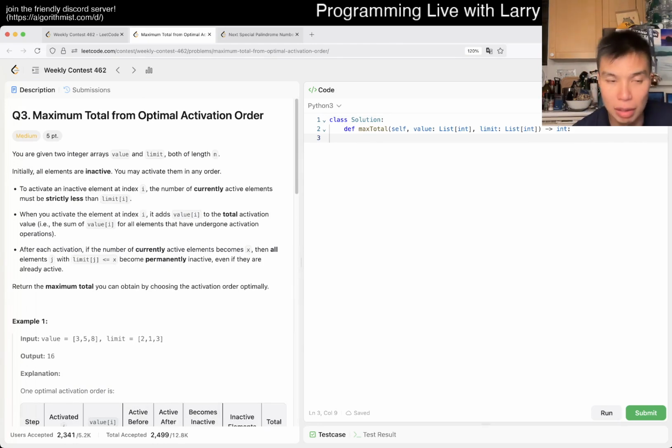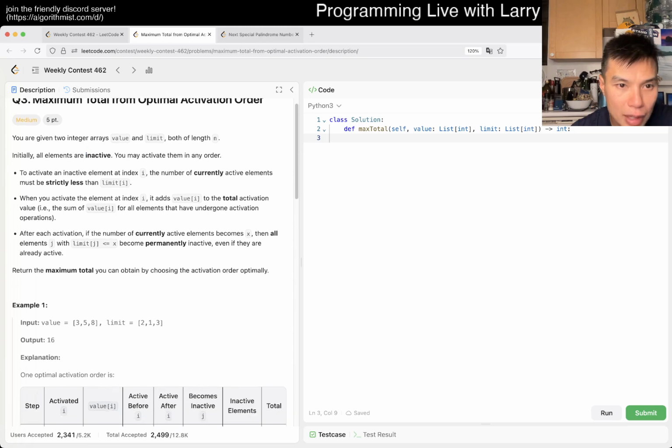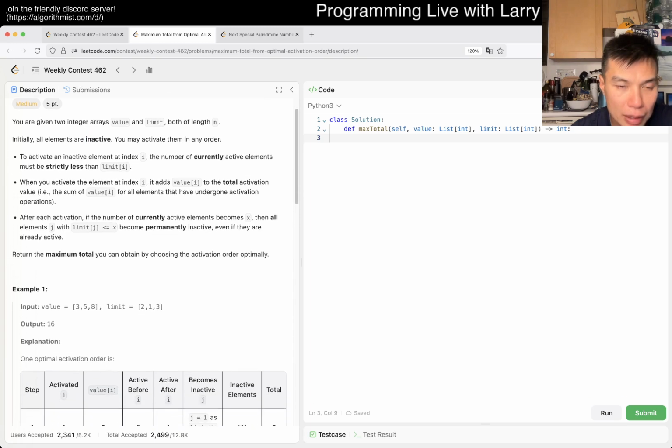All right, Q3. Let's go. I don't know how I feel about that one. Okay, Optimal Activation Order. You have two arrays, value and limit, both length n. All elements are inactive. You activate element i. The number of currently active elements must be strictly less than limit of i. So you have to do this in kind of an order. When you activate i, the total activation value. After each activation, the number of currently active elements becomes X.